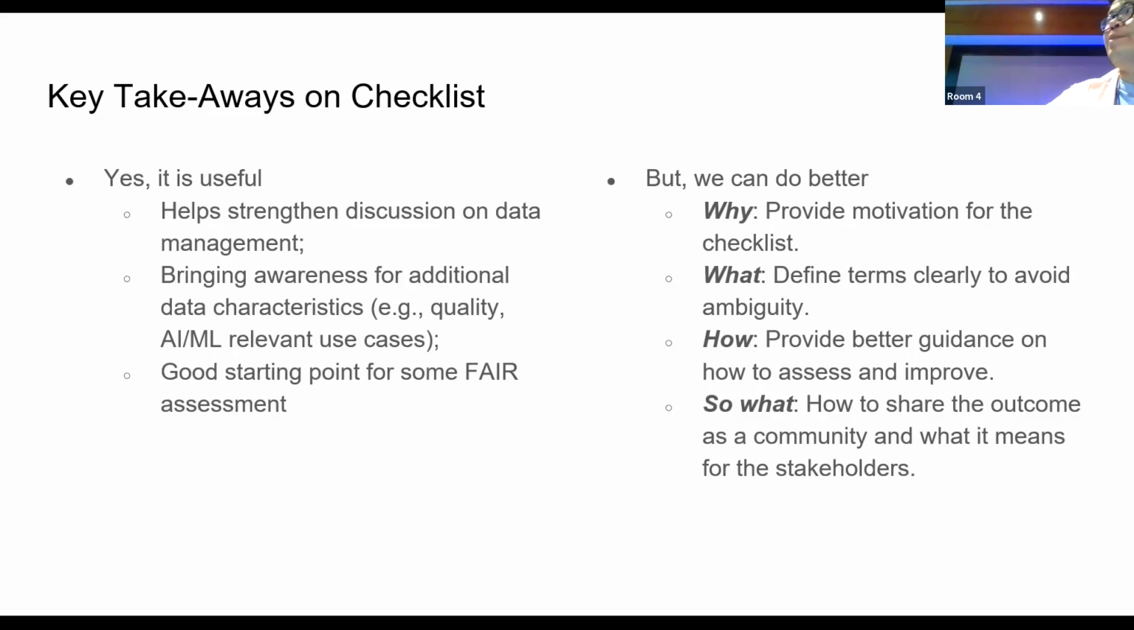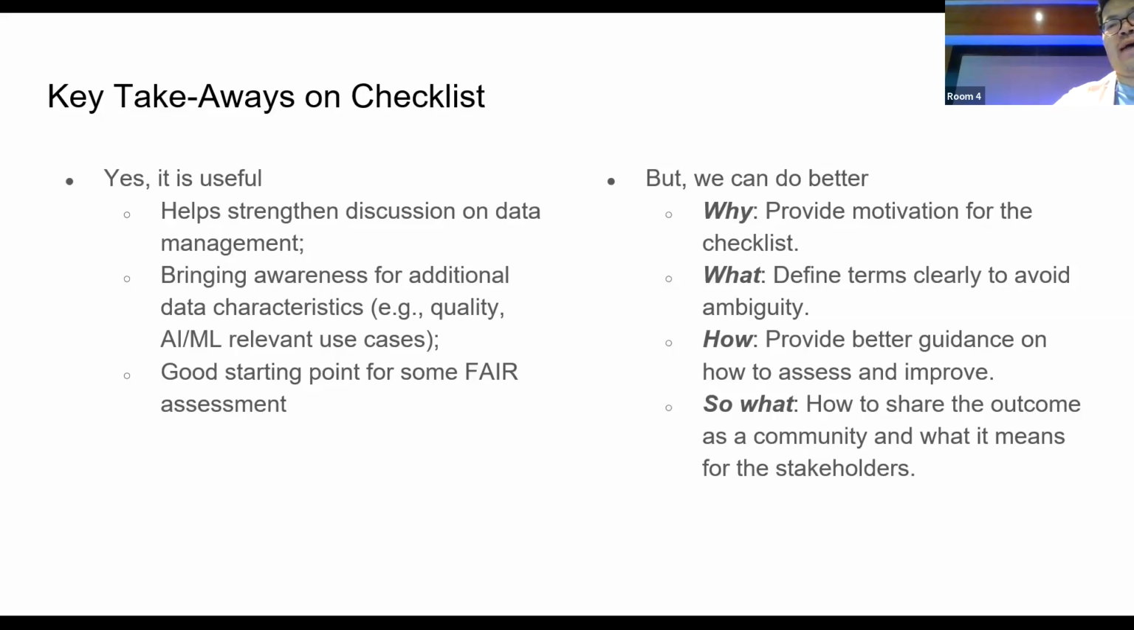So for the can-do-better part, I summarize it into four different categories. It's why: providing the motivation for the checklist, why we are doing that, so people understand what they are getting themselves into. And what: really defining some of the terms we use in the checklist more clearly to avoid any ambiguity. For example, bias is sometimes a domain- and data-type-relevant concept in different ways.